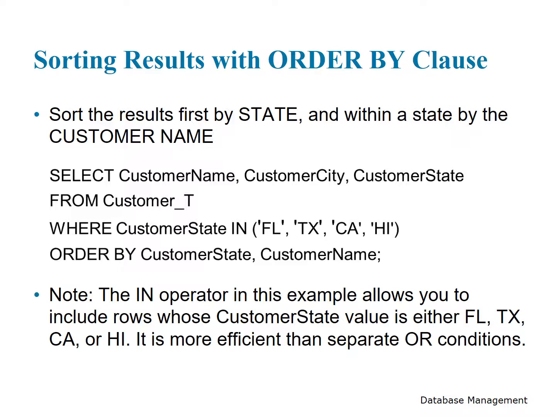You can order by any number of fields from the originating table. How would you have done the where clause if you used OR conditions instead of the IN operator? Where customer state equal Florida or customer state equal Texas or customer state equal California or customer state equal Hawaii.